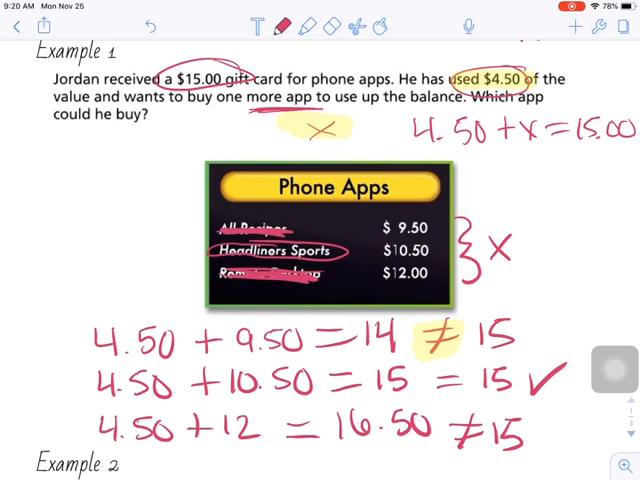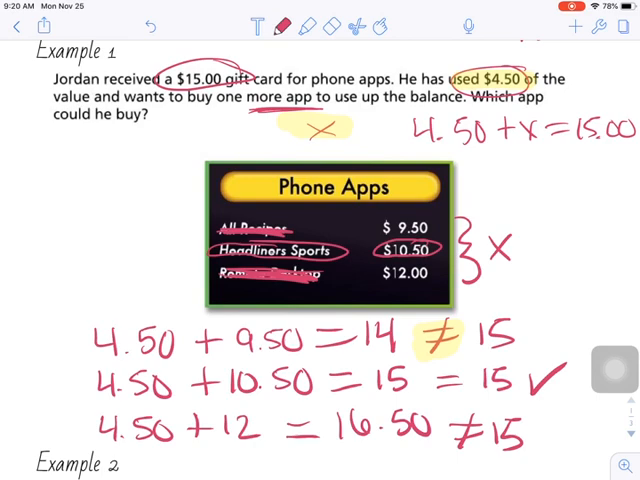And so I solved out all 3 of these, but once you start substituting in numbers for your variables, you might see, after the Headliners, we know $4.50 plus $10.50 exactly equals $15. So I know that I couldn't buy anything more expensive than this $10.50 because it would go over my $15 gift card. So technically, we didn't even need to substitute in 12, because just looking at it, we know it's greater than $10.50, so it's not going to work for us.